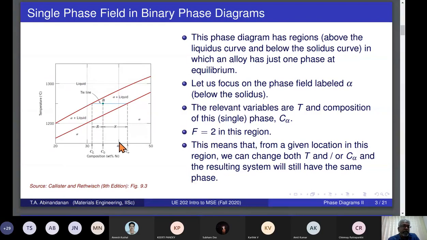So for example, if you take something with a composition of 40%, and if you take it to some location like this, below the solidus, then it is in the form of a single phase, and its composition cannot be different from the original alloy composition that you have taken. So the 2 degrees of freedom basically imply that you can change the composition of that single phase one way or the other, or you can change the temperature one way or the other, and you will still remain in the single-phase region of the phase diagram.